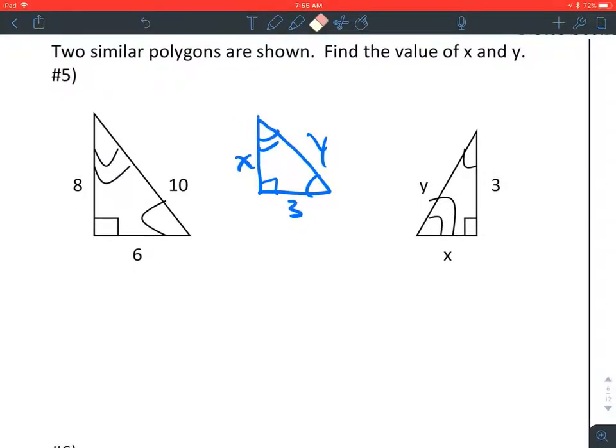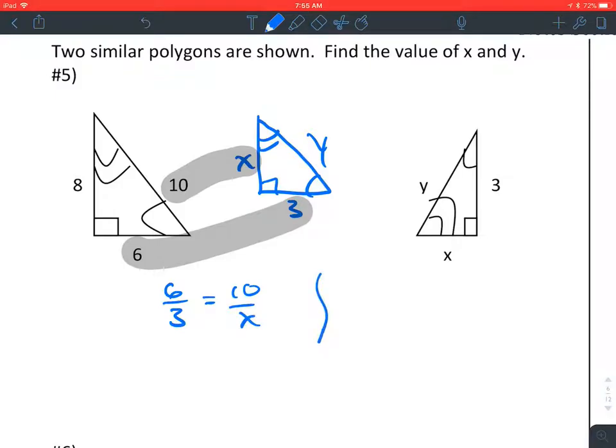Now if the polygons are similar, as it says, that means that corresponding sides are proportional. So I'm going to first start out by picking 2 sides that have numbers. So 6 is to 3 as 10 is to x. I could also make the equation 6 is to 3 as 8 is to y.